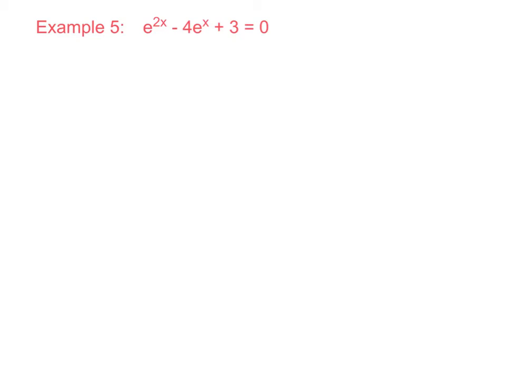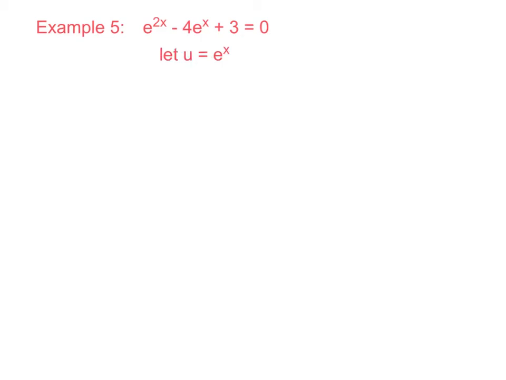We have one more type of exponential function to deal with, and that is one that looks something like what we've got here, for example, 5. e^(2x) - 4e^x + 3 = 0. Now, if you look at that closely, that looks somewhat similar to a quadratic, and we can easily make it a quadratic.